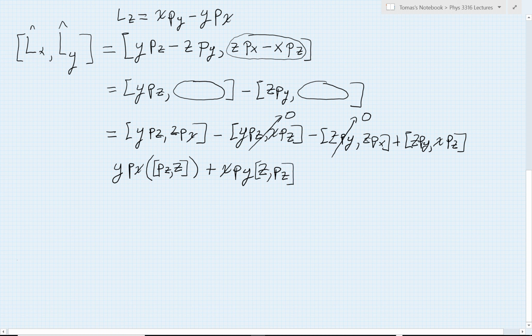So this is now significantly simplified. We can go yet further because we should know what this commutator actually is.